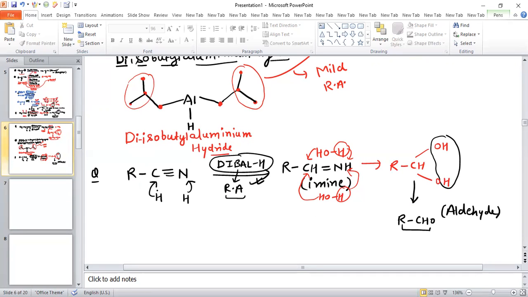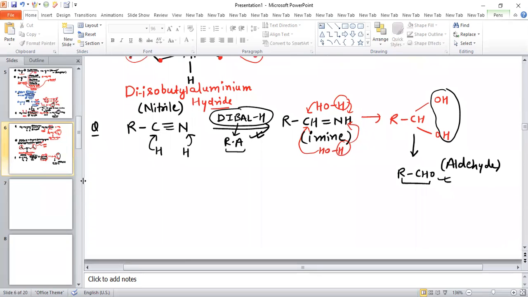Remember this. So you can reduce the nitrile group, the CN group, by using DIBAL-H. On using DIBAL-H, this nitrile group gets reduced to aldehyde. So the final product obtained will be aldehyde in this case. Now see a question related to this. This is basically the reaction. In DIBAL-H, you added DIBAL-H, also you added water, so you may write water also in the second step.